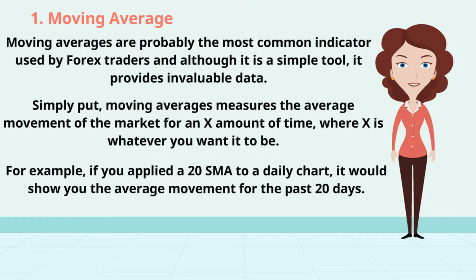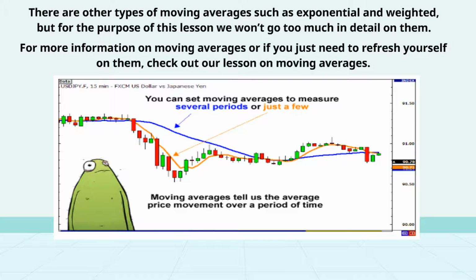First, moving average. Moving averages are probably the most common indicator used by Forex traders, and although it is a simple tool, it provides invaluable data. Simply put, a moving average measures the average movement of the market for an X amount of time, where X is whatever you want it to be. For example, if you applied a 20 SMA to a daily chart, it would show you the average movement for the past 20 days. There are other types of moving averages such as exponential and weighted, but for the purpose of this lesson we won't go too much into detail on them. For more information on moving averages, or if you just need to refresh yourself on them, check out our lesson on moving averages.